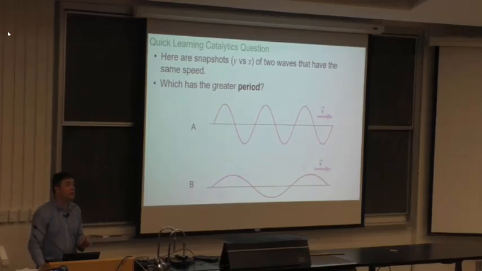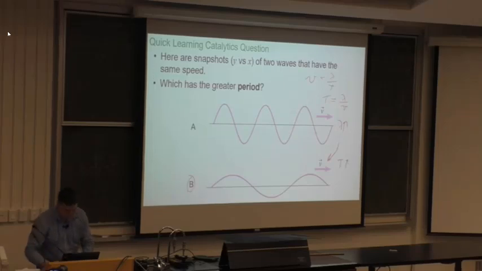Which has the greater period? So both of these waves are traveling at the same speed. So which of these has the greater period? I think the idea here is that the speed is equal to lambda over the period. So the period is equal to lambda over v. So if you have a greater lambda for this one, you also have a greater period. So I think it's B is what I was looking for there.